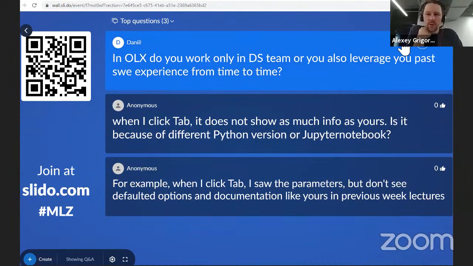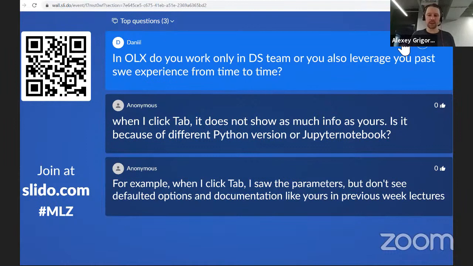So in OLX, do you work only in the data science team, or do you also leverage your past software engineering experience from time to time? Yes, from time to time, I do use my software engineering skills. So mostly now I spend my day in meetings. So I don't do a lot of hands-on work.